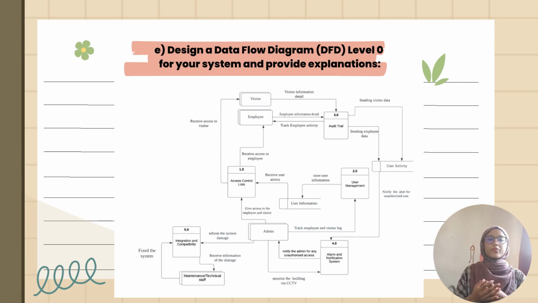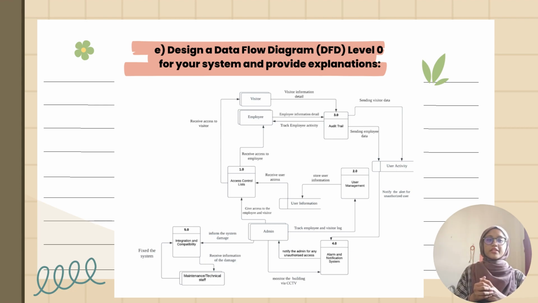The data flows between the process and data store represent the exchange of information between them. For example, the access control list process receives access for employees and visitors and sends the visitor and employee information details to the audit trail process. The audit trail process will track the employee activity to ensure that only authorized personnel have access to restricted areas. It also sends the visitor and employee data to the user activity data store. And the data store will send an alert for an unauthorized user through the alarm and notification system process.